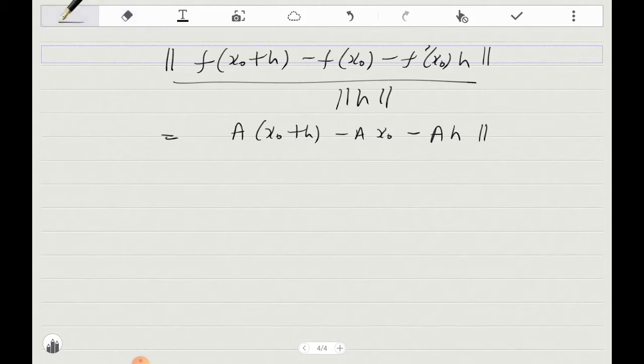And this is actually 0 by linearity. So even before taking limits, one gets 0. So one is done.